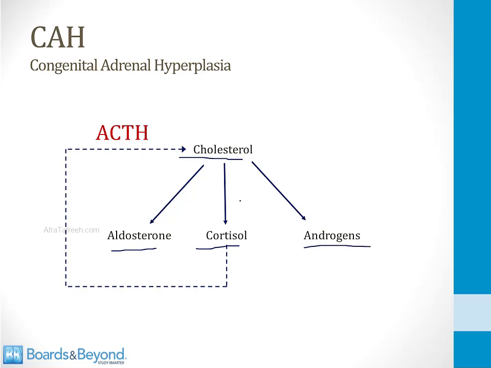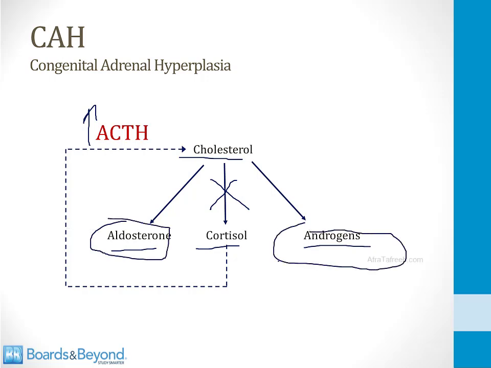In the congenital adrenal hyperplasias, some enzyme is missing so that cortisol cannot be synthesized. That will drive up the amount of ACTH, and that will drive cholesterol into something else. Since it can't become cortisol, it will become either aldosterone or androgens, and this is what leads to all the symptoms of the congenital adrenal hyperplasias.